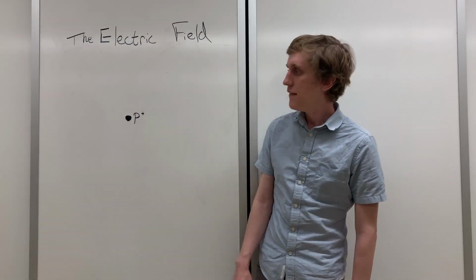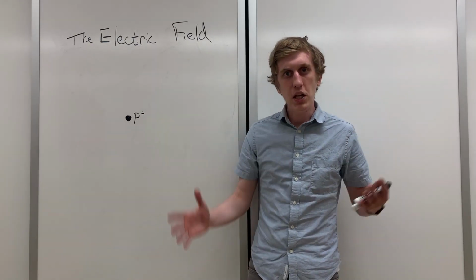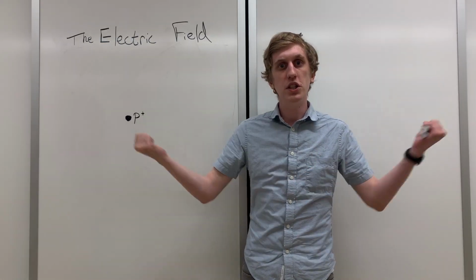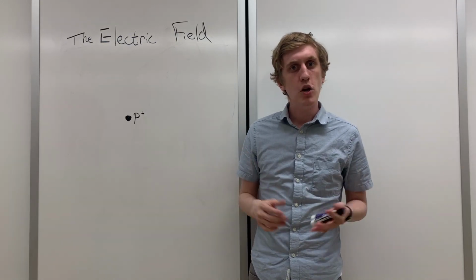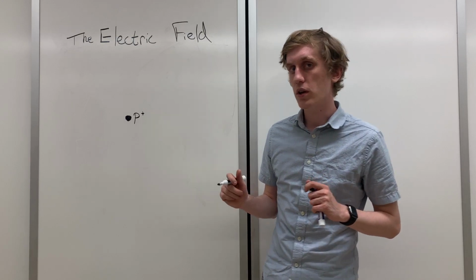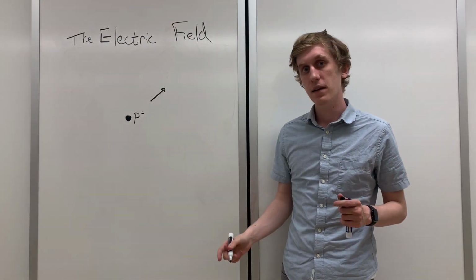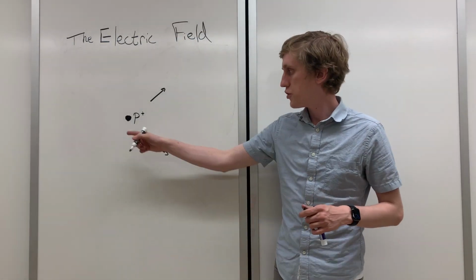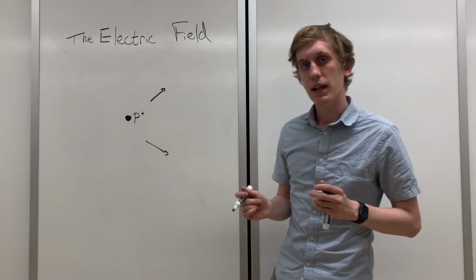What would happen if we put another positive charge here? Well, we know that like charges repel, and so these charges would just fly off in opposite directions. The same would happen no matter where we put it. Then the force on that charge would look like this. If we put a positive charge down here, then the force on that charge would look like this. And if we put a charge over here, then the force on that charge would look like this.